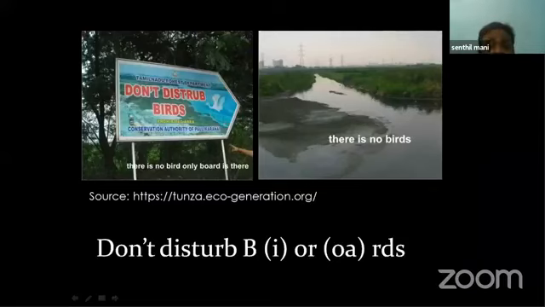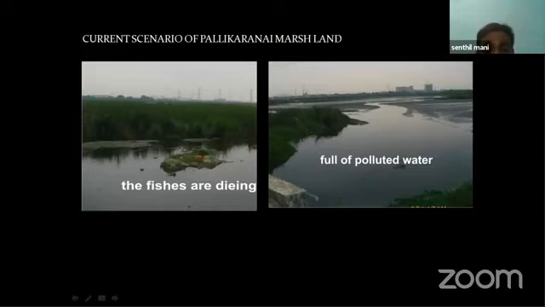Everywhere we can see boards saying don't disturb birds, but you can see only the boards. It has been polluted and converted into a wastewater drain, which results in a heavy loss of habitat. The rapid development along the banks of Pallikaranai has resulted in weakening the ecological functions of the marshland. The fishes are dying due to water pollution. The worst scenario now is that it becomes a solid waste dumping yard.